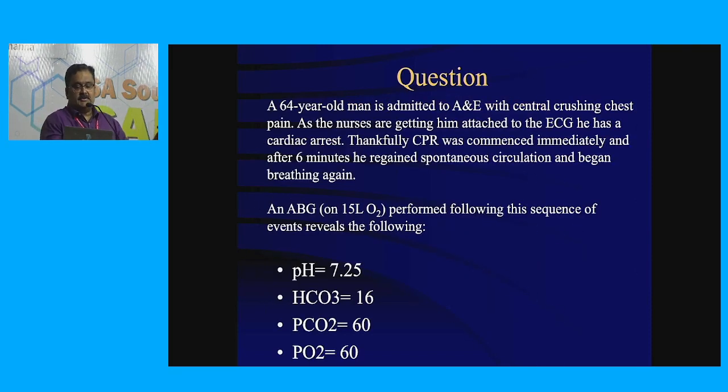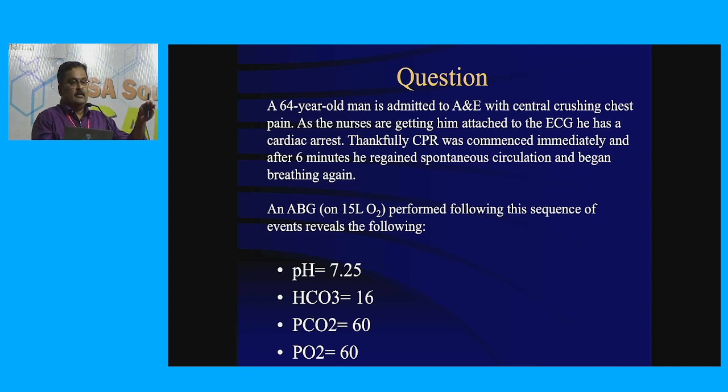This one last question. A 64-year-old man is admitted to the ER with central crushing chest pain. As the nurses are getting him attached to ECG, he has a cardiac arrest. CPR was commenced immediately, and after 6 minutes he regained spontaneous circulation and began breathing. ABG on 15 liters of oxygen: pH is 7.25, bicarbonate is 16, PCO2 of 60, PO2 of 60.